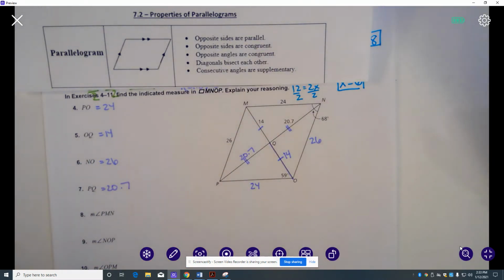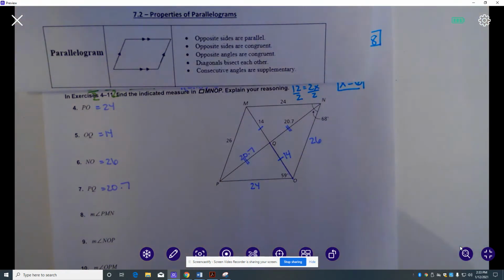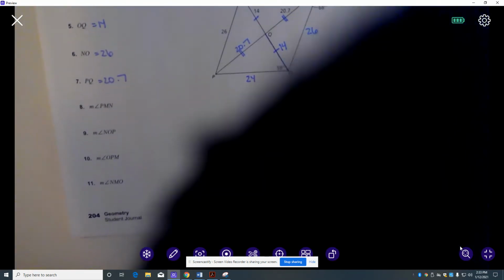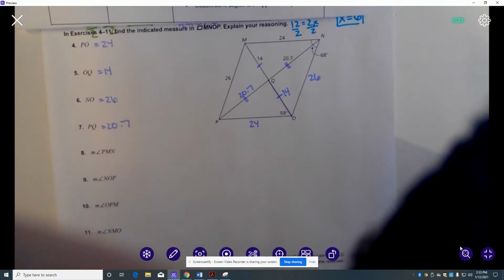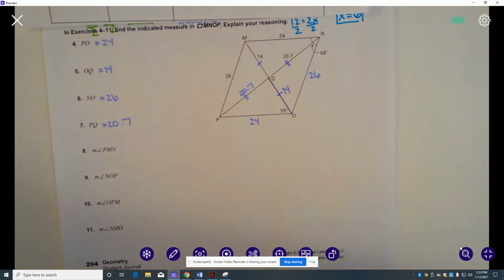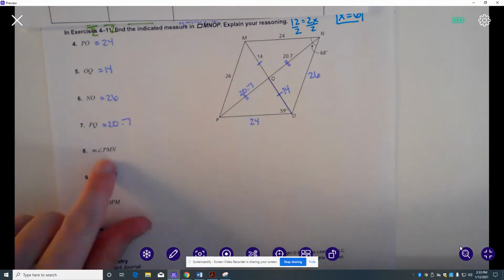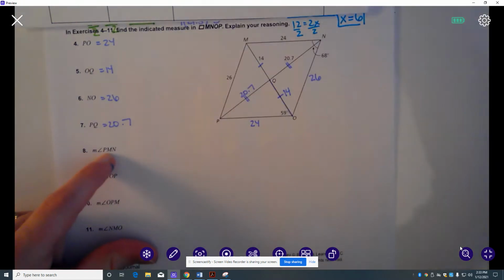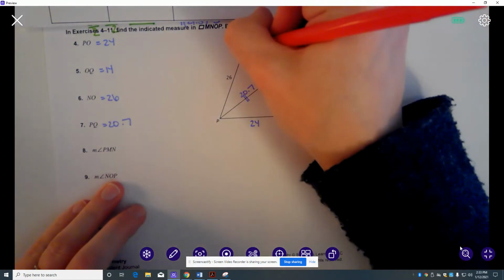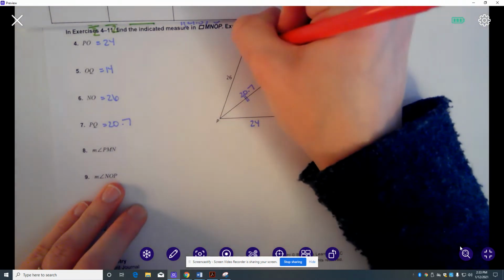Now we're going to start looking at angle measures in our parallelogram. Now, there's usually more than one right way to find these angle measures and think about using different properties to find them. So just keep in mind that it's possible that you get the same answer that I do, but thinking about the problem a little bit differently. We're going to find the measure of angle PMN. That is this angle here.